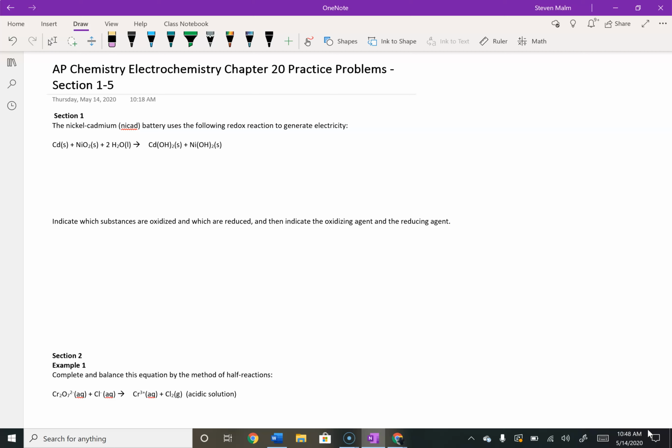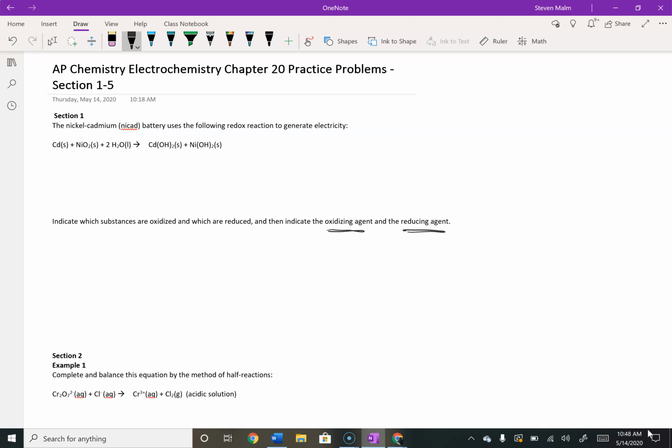Okay, so we're going to start with our first section, sample problem. This one has a redox reaction that's given. It also says to indicate which substances are oxidized and which are reduced, and then you want to indicate the oxidizing reagent and the reducing agent. So these are going to be definitions from the chapter that we will get to towards the end. But the first thing we need to do is actually do oxidation numbers to start us off.